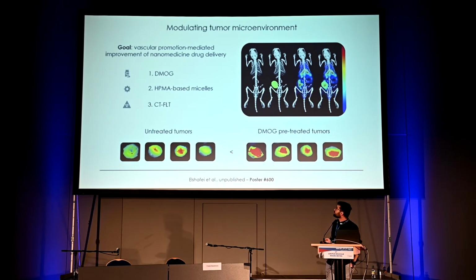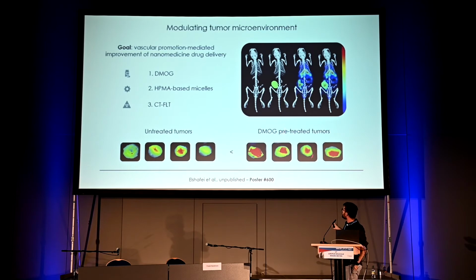So our goal in this project is to promote vascularization in the tumor microenvironment for a very short amount of time, and then inject the nanomedicines and allow them to localize in the tumor more. For this application, we use DMOG, a pharmaceutical compound. After we have pre-treated the mice with it, we inject our micelles, and then we monitor the tumor targeting with FLTCT.